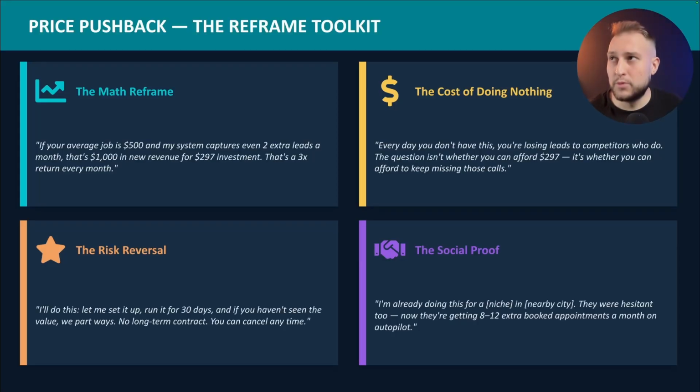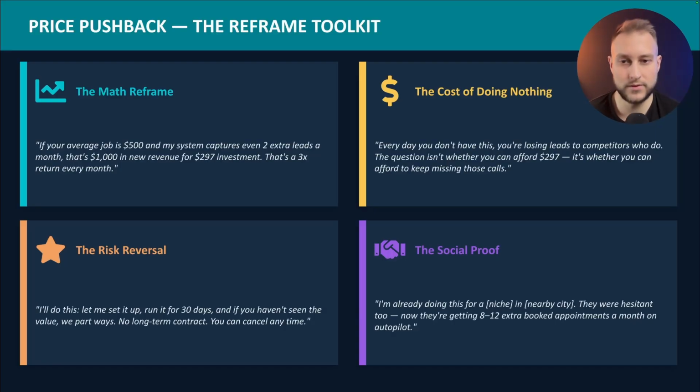So this is the reframe toolkit for price pushbacks. If your average job is $500, this is what you say to local businesses that you're working with. If your average job is $500 and my system captures even 2 extra leads a month, that's $1,000 in new revenue for a $297 investment. That's a 3x return every single month. Every day you don't have this, you're losing leads to competitors who do. The question isn't whether you can afford 297, it's whether you can afford to keep missing those calls.